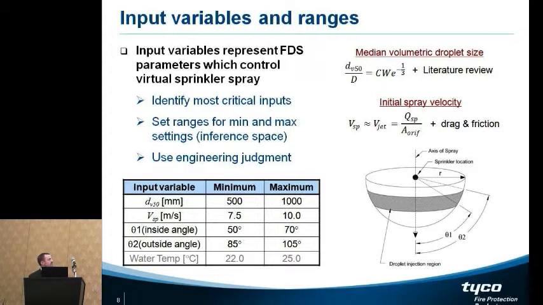So we have our droplet size, initial velocity, and 2 angles. And then we actually threw water temperature into this one because it was a variable that had a high degree of experimental uncertainty, and it's something you can do when you do an analysis like this, if you have what we'll call a noise variable. Okay, so we selected these ranges.